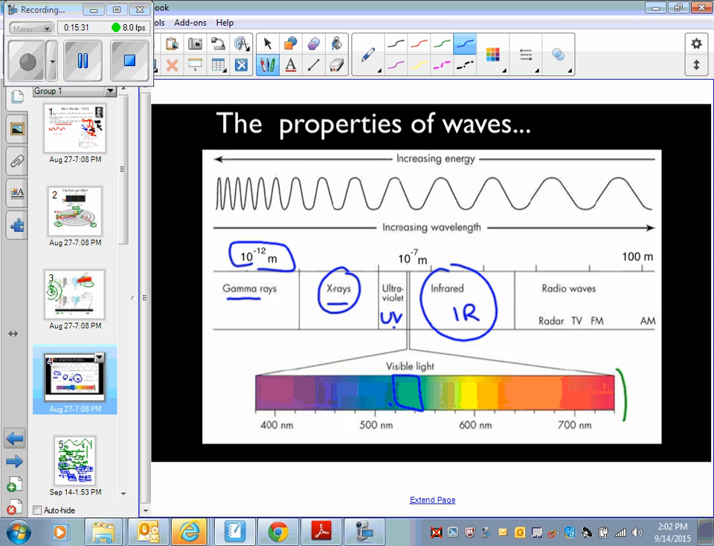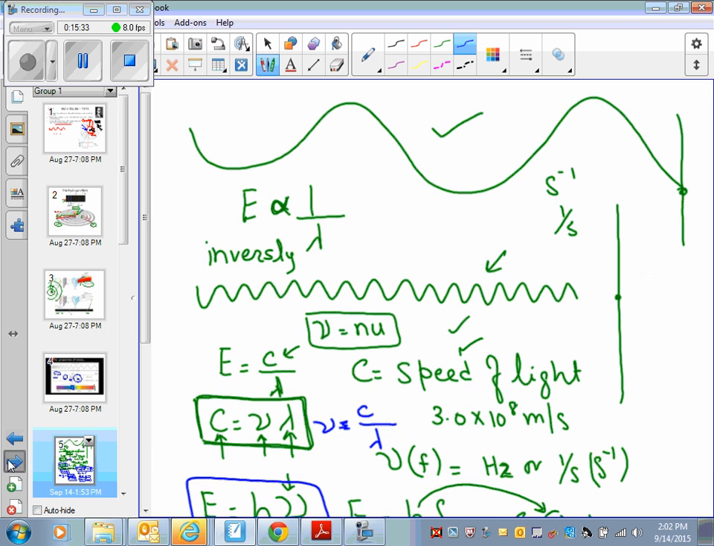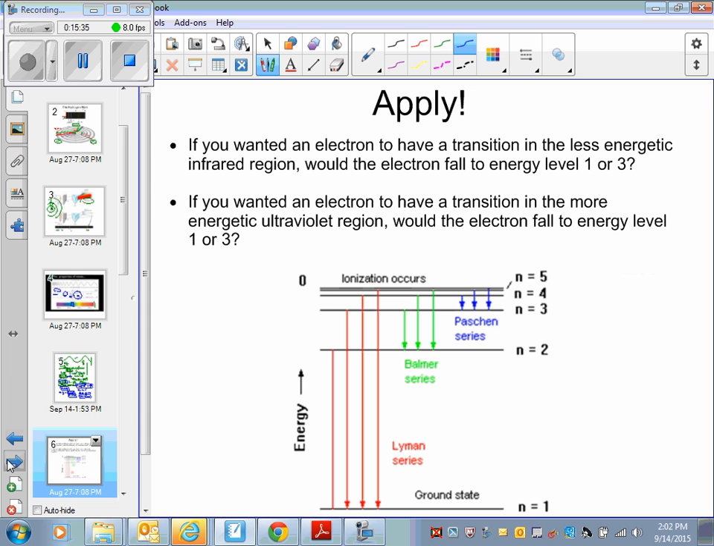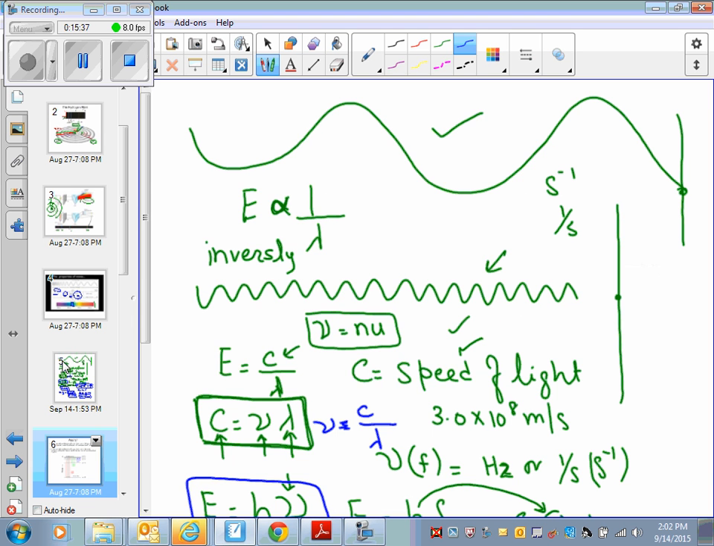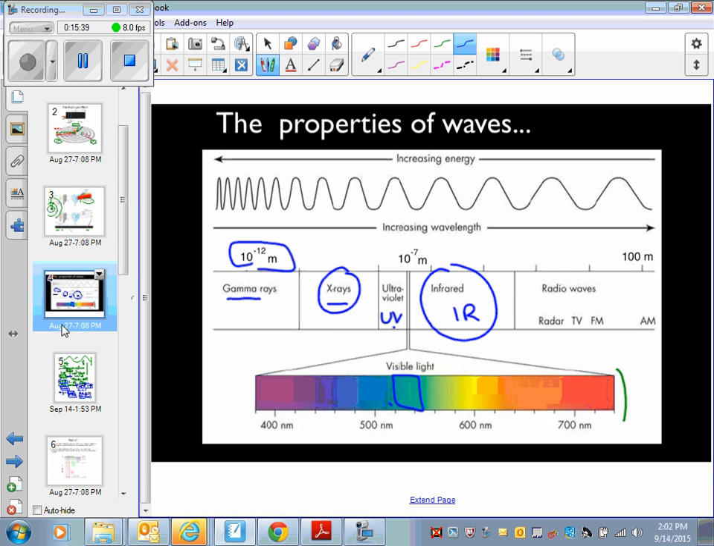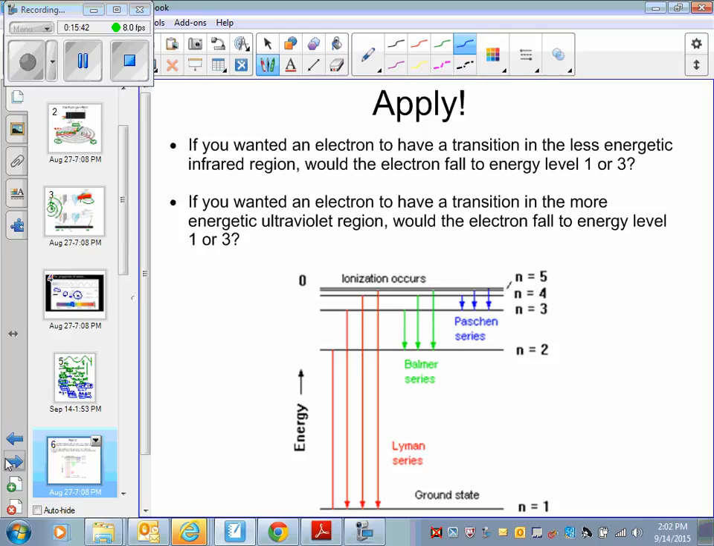Then we need to understand the series. So now we are going to apply this concept that we learned before. If you want an electron to have a transition in the less energetic infrared region, would it jump to level 1 or level 3? 3, because that will be less energy. So we get that part.